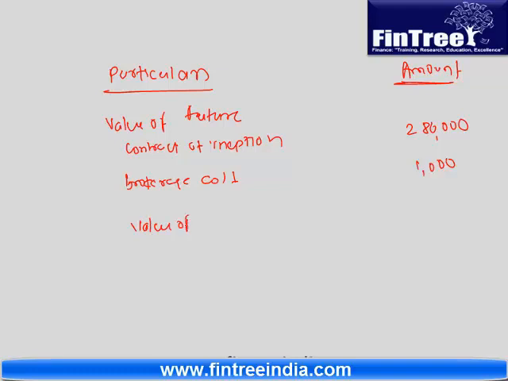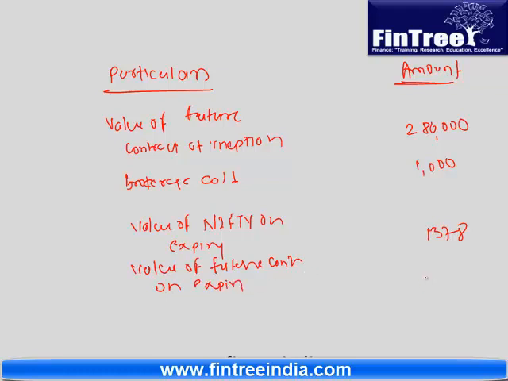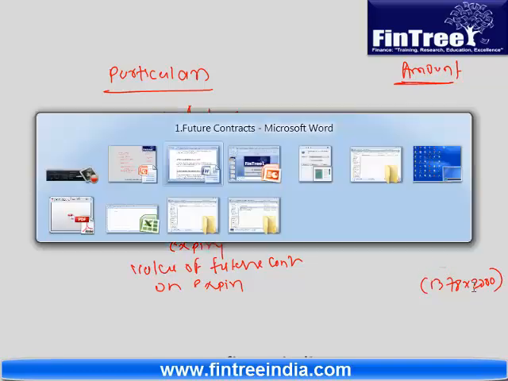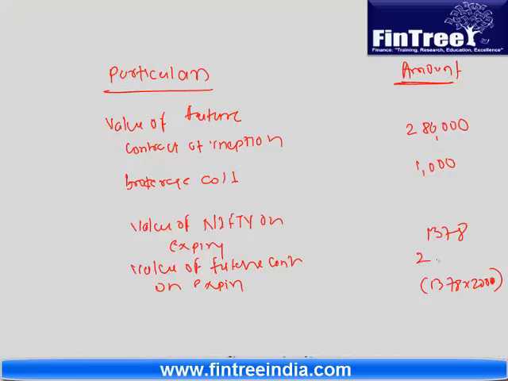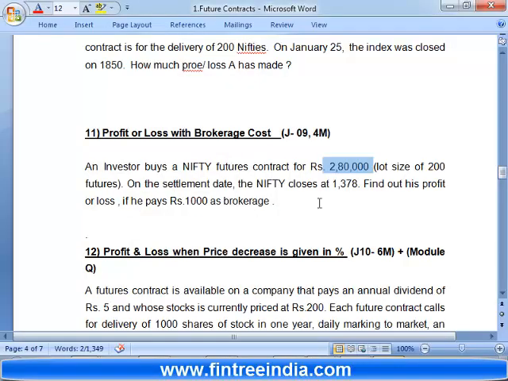Then value of Nifty on expiry is 1,378. Value of future contract on expiry is 1,378 into 2,000, which is 2,75,600.